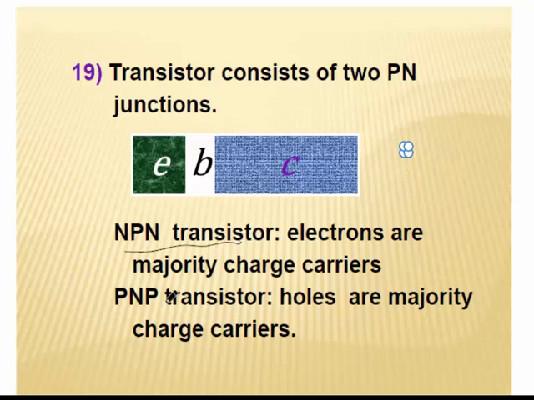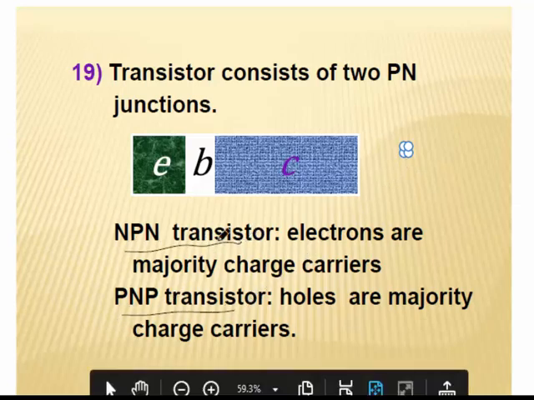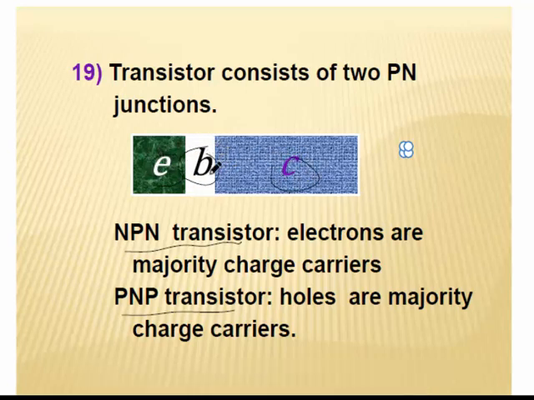There are two types of transistors, PNP transistor and NPN transistor. Now there are three regions: emitter, base, collector. Three terminals means three regions. The emitter emits charge carriers, the base acts as a controller, and the collector collects the charge carriers.